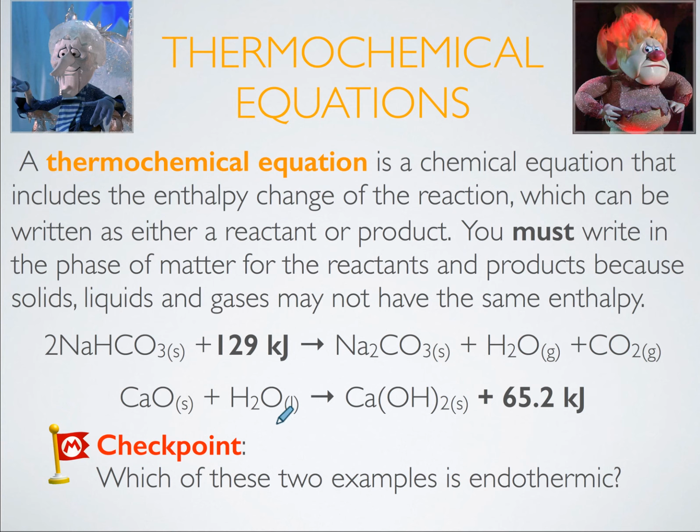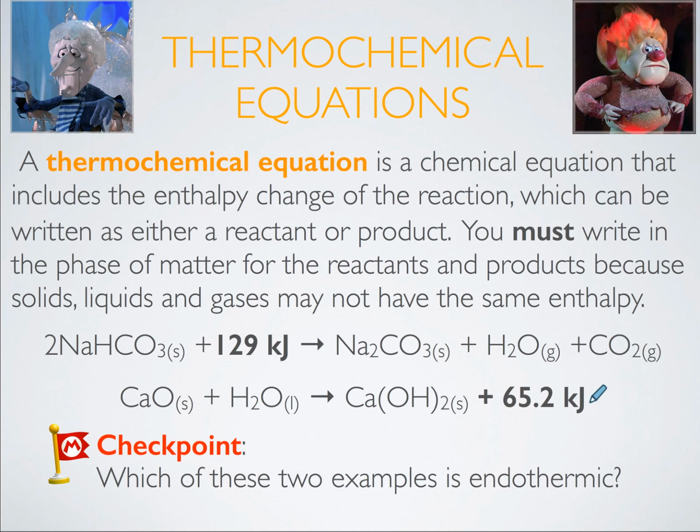So I have two examples shown here. In the first example, we have sodium hydrogen carbonate, which is baking soda. You're adding 129 kilojoules, and then it breaks down into sodium carbonate, water, and carbon dioxide. In the second example, you have calcium oxide and water combining to make calcium hydroxide, which also produces 65.2 kilojoules in the end.